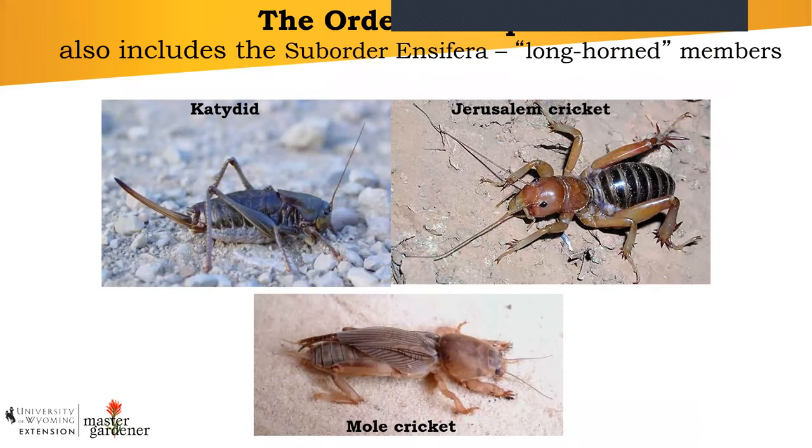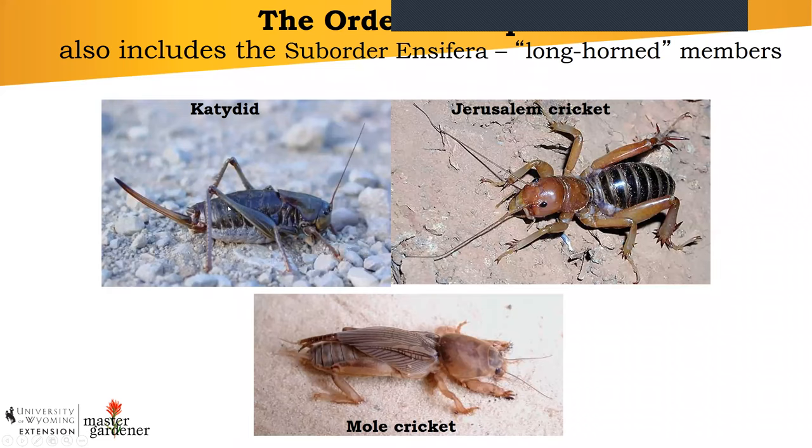You also have included in Orthoptera the longhorn members, and that refers to the long antenna that most of them have, except for the mole cricket. Now, I've never found a mole cricket in Wyoming. It's an important pest of turf back east, especially golf greens. I guess it can do a lot of damage there. They dig through the ground, hence the common name of mole cricket. They have front legs modified for digging.